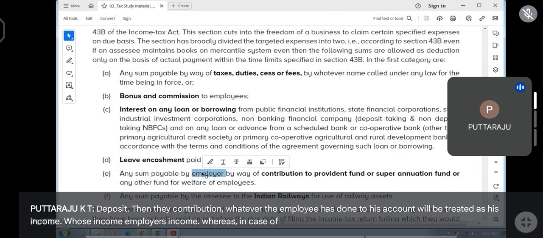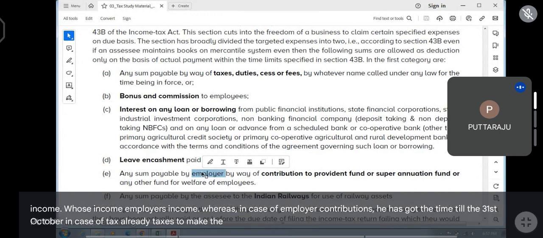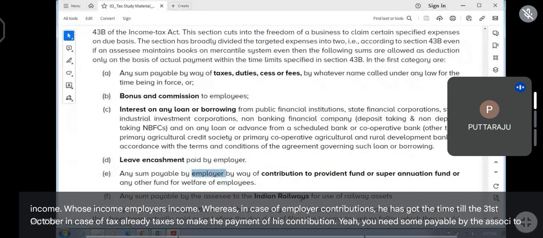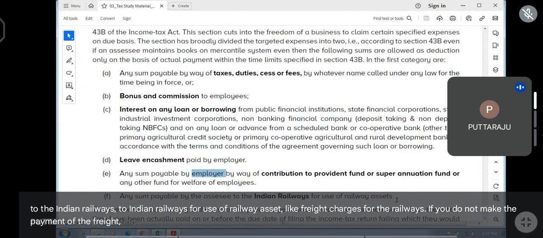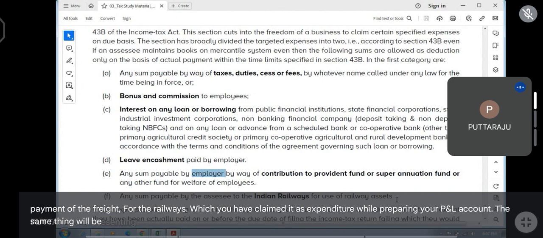Whereas in case of employer contribution, he has got time till 31st October in case of tax audit assessees to make the payment of his contribution. Okay. Any sum payable by the assessee to the Indian Railways for use of railway asset, like freight charges for the railways. If you do not make the payment of the freight for the railways, which you have claimed as expenditure while preparing your P&L account, the same thing will be added back to profit. This is nothing but disallowance is nothing but adding back to profit.